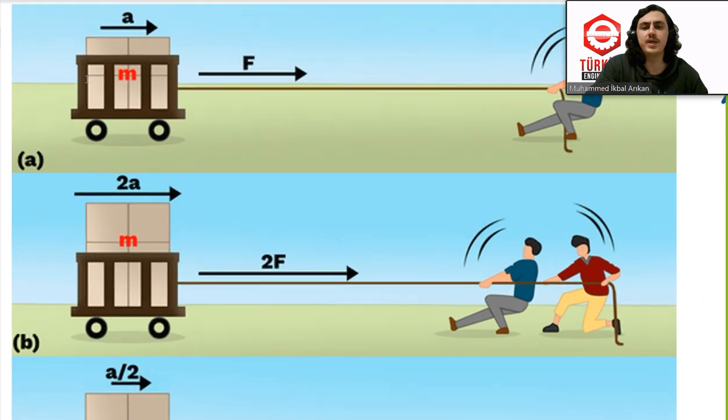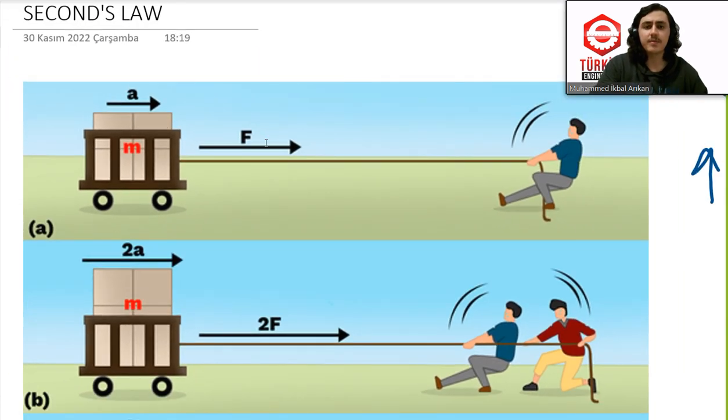So we will have two cases here. In the first case, you will keep the mass the same, but you will double the force. When you double the force, the acceleration will double. So that means they are directly proportional to each other. Because when you double the force, you get the same amount of change in acceleration. It's doubling. So that means they are directly proportional at the same rate. That means you can put this relation.